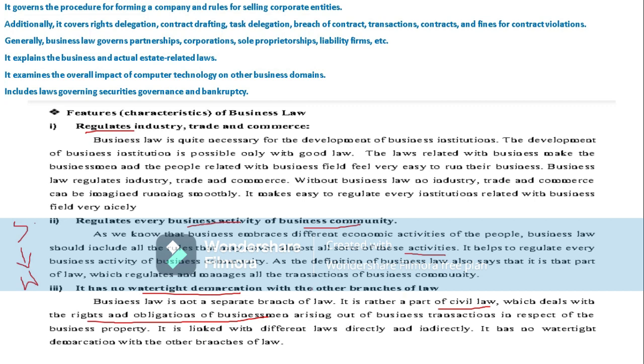So therefore, this business law is directly or indirectly involved with different laws. So it has no watertight demarcation. Actually, watertight demarcation means a clear-cut separation or limitation. But for business law there is no watertight demarcation. So therefore, it is a branch of law interlinked with other laws, either directly or indirectly.